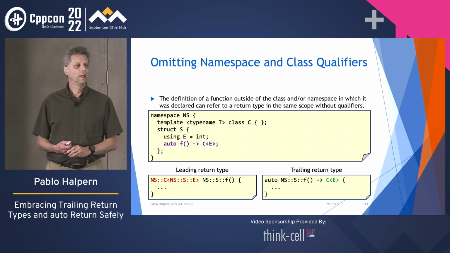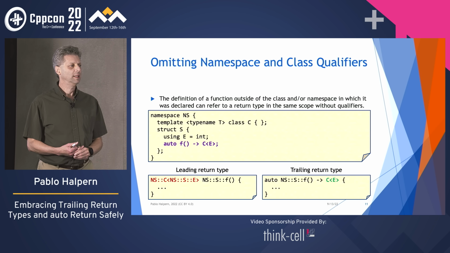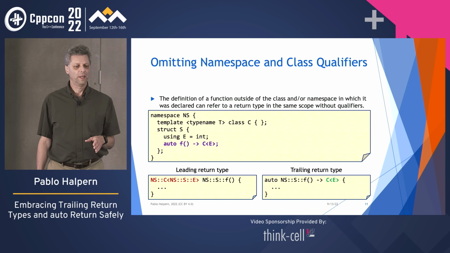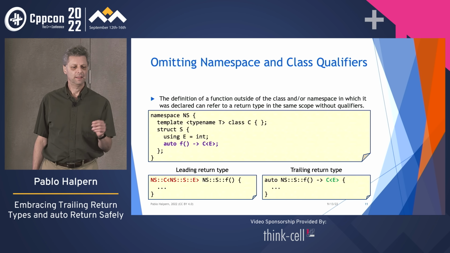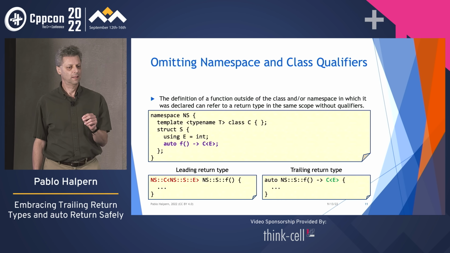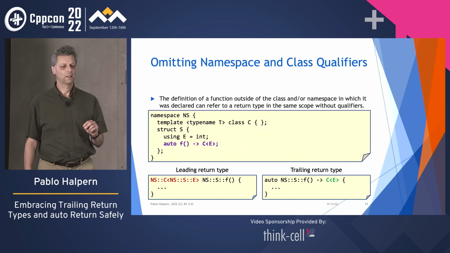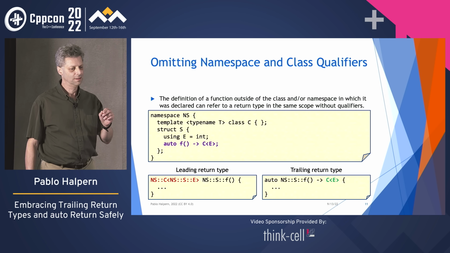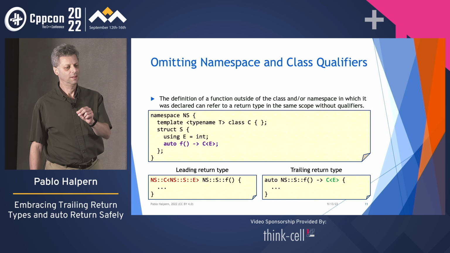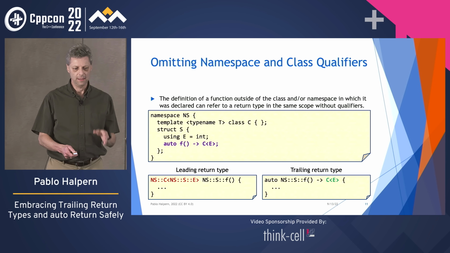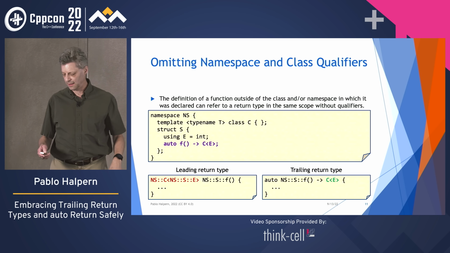Now, here are some situations where things get easier when you're using a trailing return type. So here we have a namespace NS. Inside that namespace, we have a class template C. We also have a struct S. And inside that struct S, we have a type E. So to refer to E, you have to say NS::S::E, right? That's all the scoping. But inside the class itself, you don't need to say any of that, right?